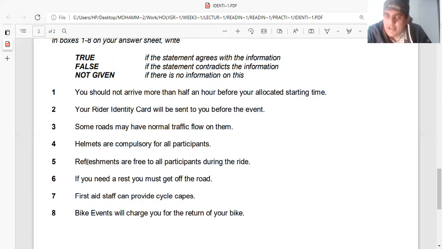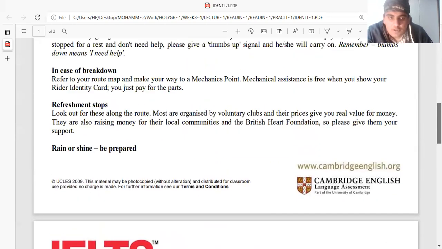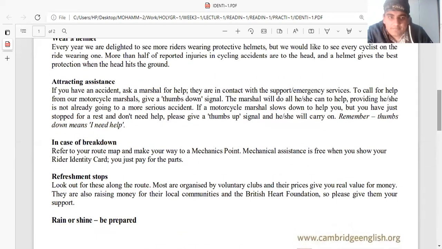Number 6, if you need a rest, you must get off the road. If you need a rest, you must get off the road. So over here, it says, if you have an accident, ask a marshal. If you need to ask for their encounter, the marshal providing he or she is not going to more serious accident, but you have just stopped for a rest and not need help. Please give a thumb if you carry. Remember, thumbs means I need help.